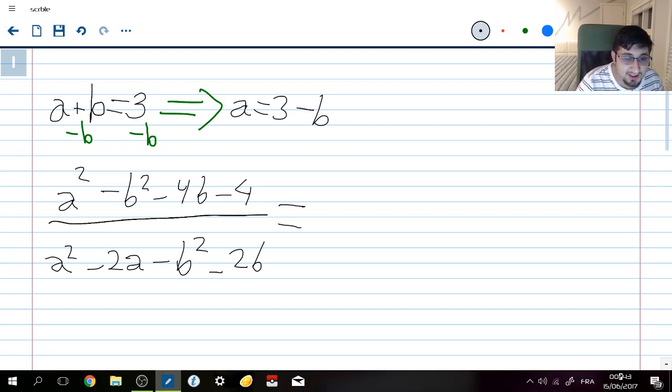And the nice thing here is that we have this a all by itself on one side, and it's equal to this expression. This means that anytime we find an a in the problem, we can just replace that with 3 minus b, which is useful considering then we will only have b's and this problem will be easier to solve.